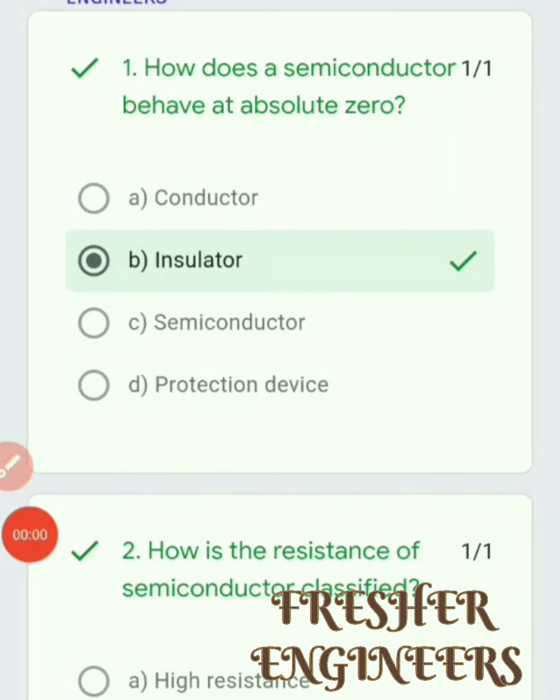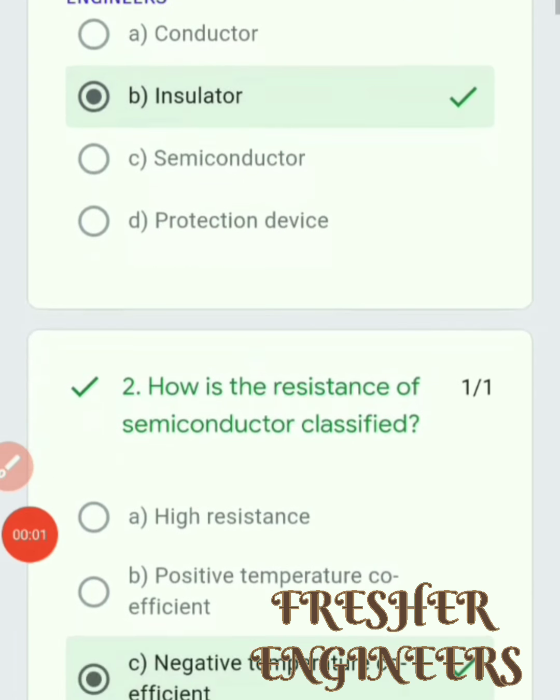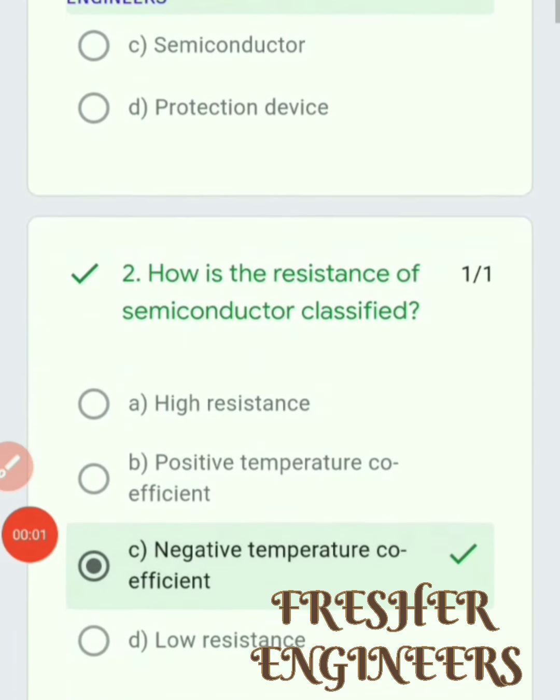How does a semiconductor behave at absolute zero? It behaves like an insulator. Hence, the correct option is B.